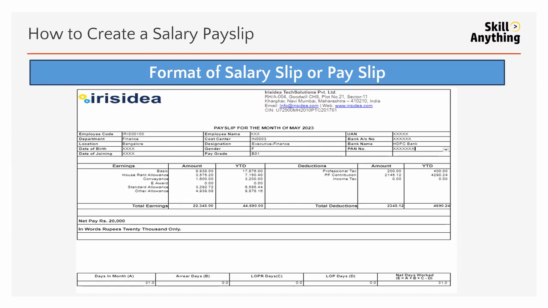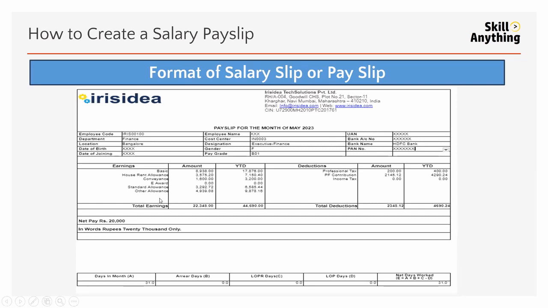This is the format of a salary slip that I'm showing. It depends on the company, but the format will be largely the same. In a salary slip you can see the employee code, department, location, joining date, employee name, designation, and gender. Your UAN number is also mentioned in a salary slip. PF number is also mentioned. Bank account number, bank name, and PAN number will be mentioned in a salary slip.